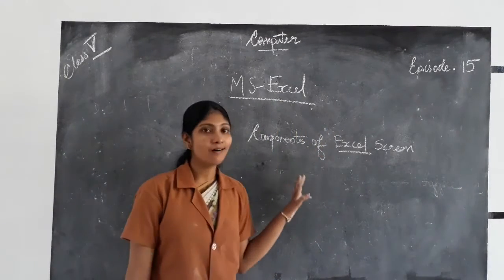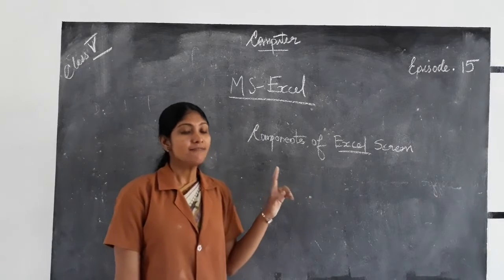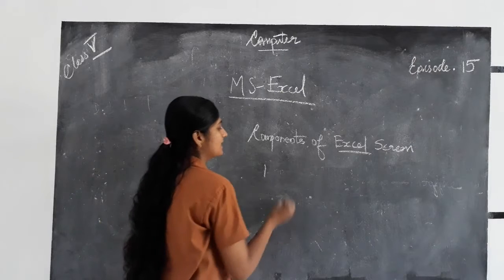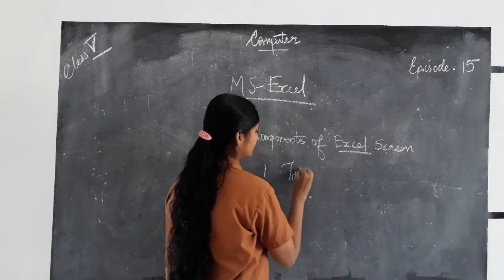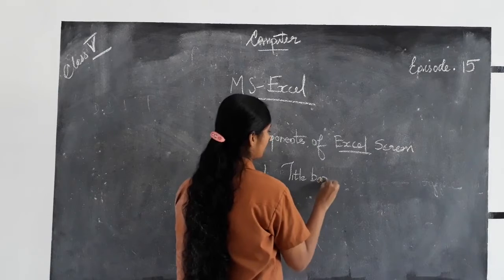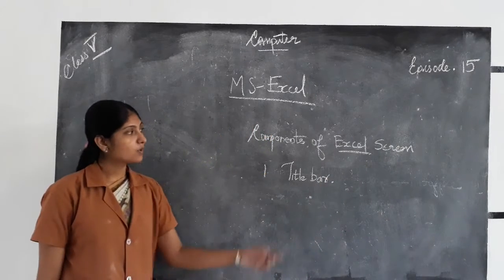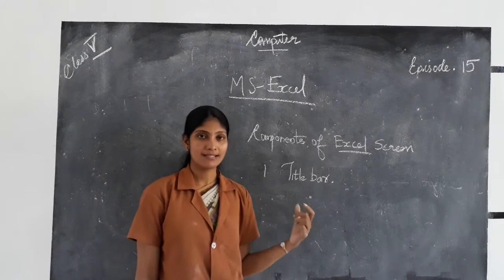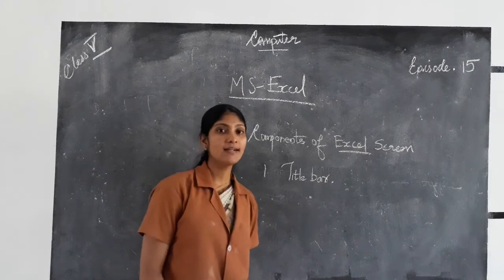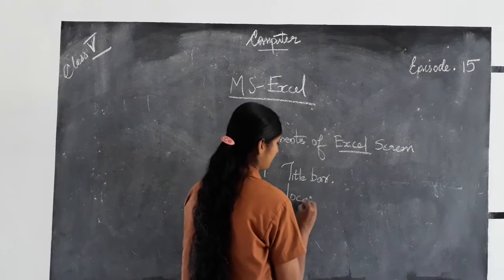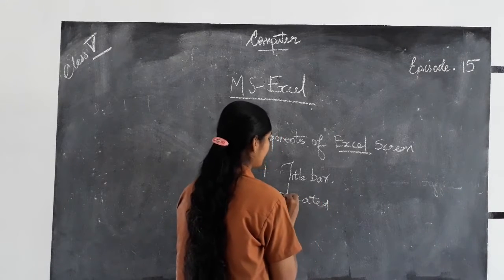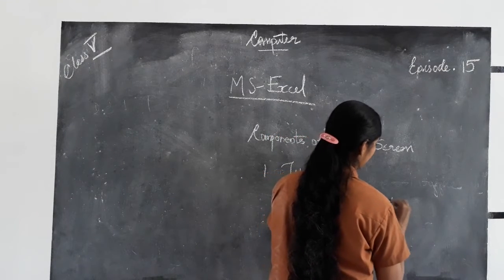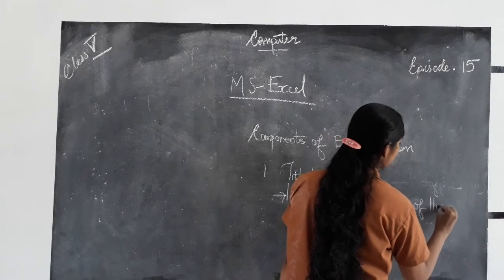Now the components of the Excel screen. The first component is the title bar. The title bar is located at the top of the screen. That is the first point: located at the top of the screen.